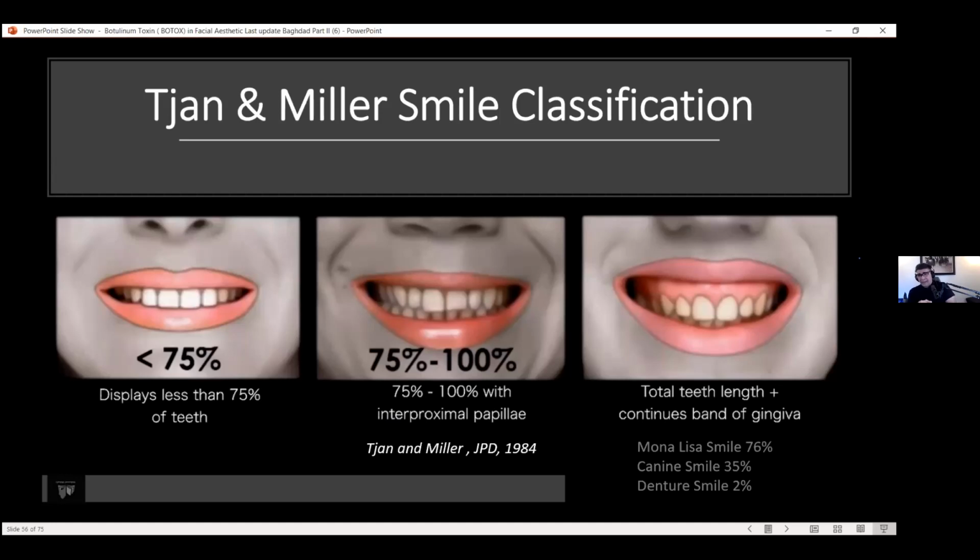While the third one, which is rare, but still we are focusing on that part of this classification, is the denture smile. With denture smile, you're going to see almost most of the dentoalveolar part. So just like a denture. Fortunately, it's just like 2%, but many patients needed treatment of this type of smile non-invasively. They don't like to go to the invasive side, so you're going to help them with botulinum toxin plus adjuvant and other treatment like gingivectomy or osseous resection.